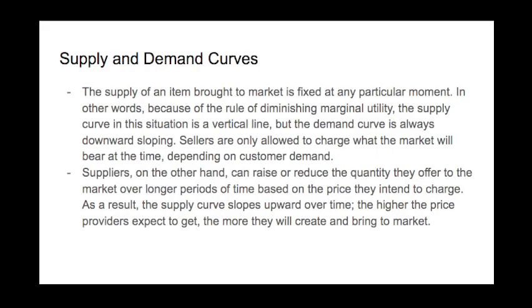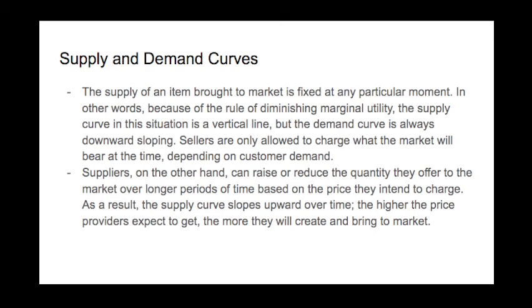The supply of an item brought to market is fixed at any particular moment. In other words, because of the rule of diminishing marginal utility, the supply curve in this situation is a vertical line, but the demand curve is always downward sloping. Sellers are only allowed to charge what the market will bear at the time, depending on customer demand.